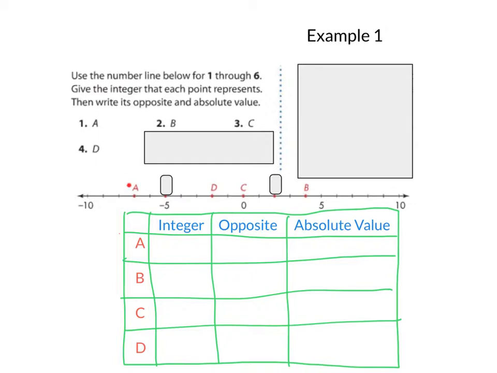I found A, and I see a negative 5 here and 0, so I know we're on the negative side of this number line. So I'm going to count negative 1, negative 2, negative 3, negative 4, negative 5, negative 6, negative 7. So the integer is negative 7.